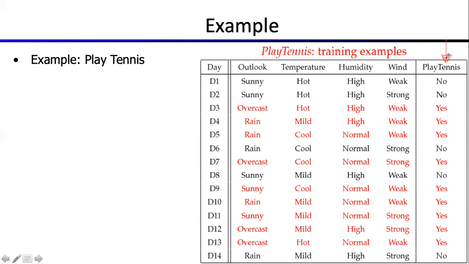How many possible classes do you have? There are two possible classes, whether you play tennis or whether you don't play tennis. So my priors for the class would be the probability of playing tennis and the probability of not playing tennis. So what values would those be? The probability of playing tennis and the probability of not playing tennis.